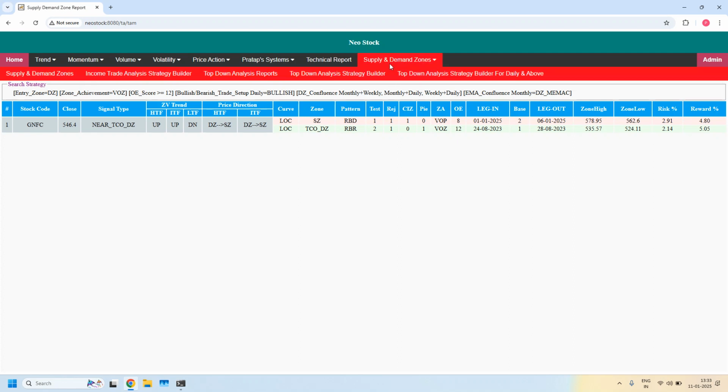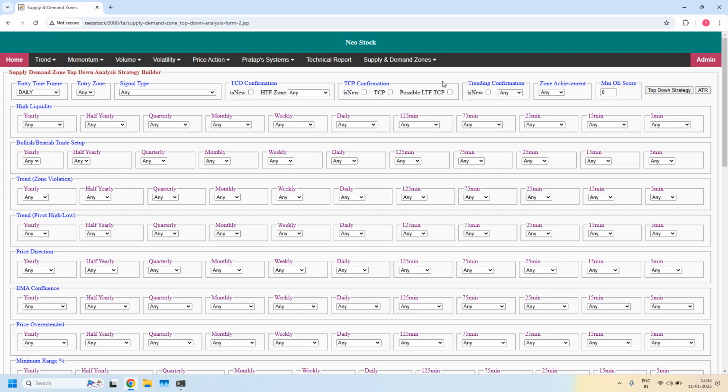Next, bearish trade setup, monthly income trade. Entry time frame is daily, but this time entry zone is supply zone because it is a bearish trade setup. All the filters should be applied to daily supply zones. Earlier we applied to daily demand zones. Now, because we changed the value, filters will be applied to supply zone.